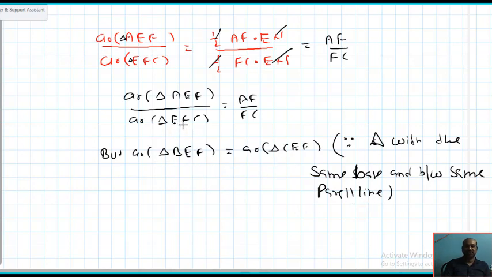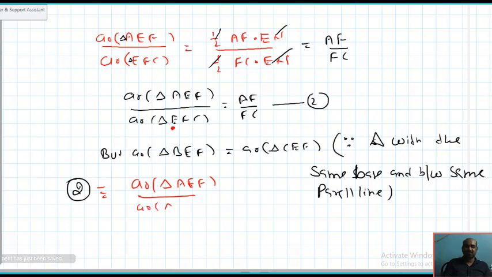So now, instead of EFC, I can write BEF here in this equation. I can call this the second equation. Now I want to rewrite the second equation. The numerator is as it is, triangle AEF only. But here I want to change this. Instead of EFC, I write BEF: area of triangle AEF by area of triangle BEF equal to AF by FC. So this is result 3.